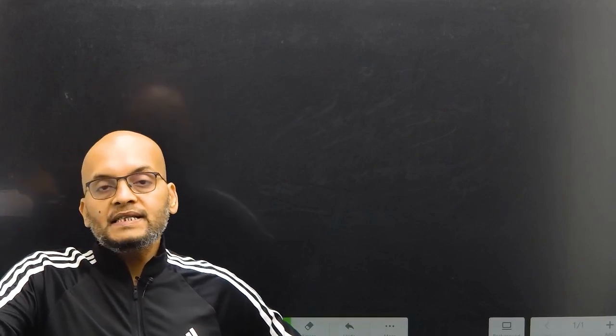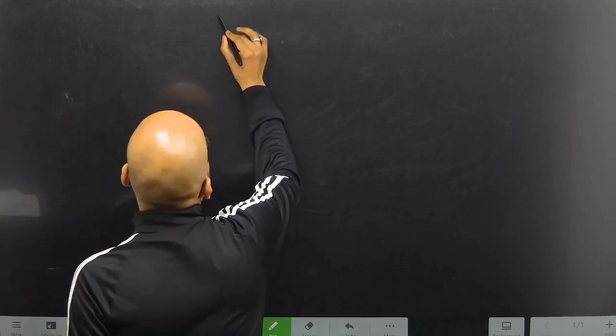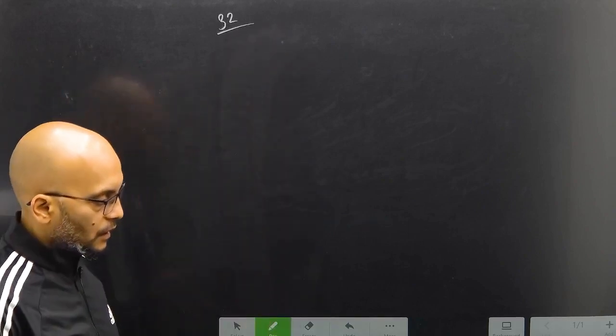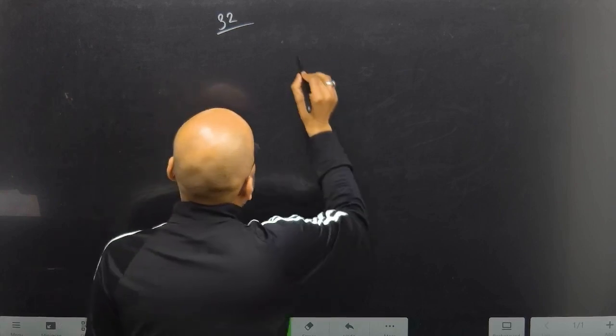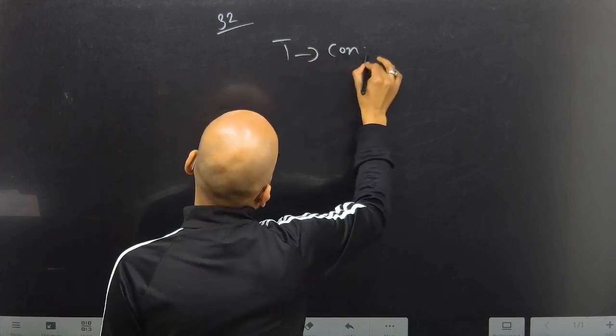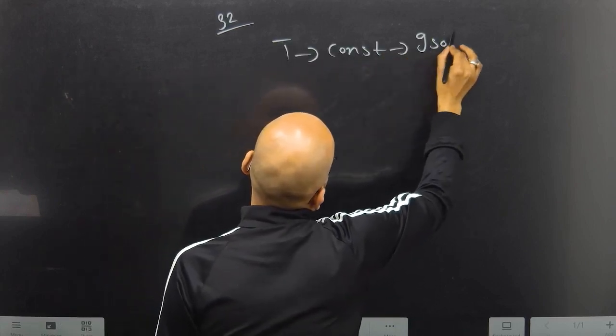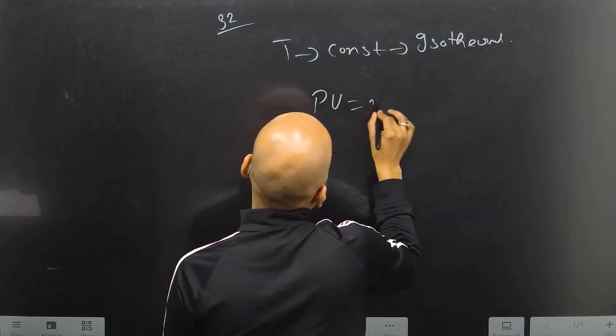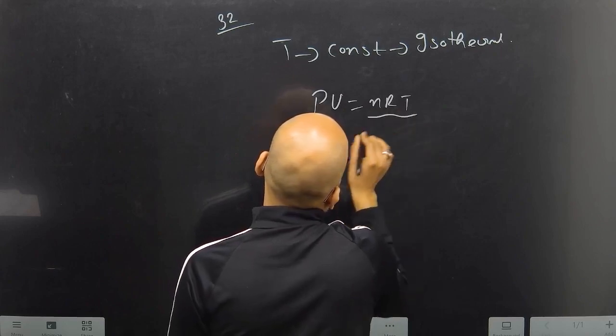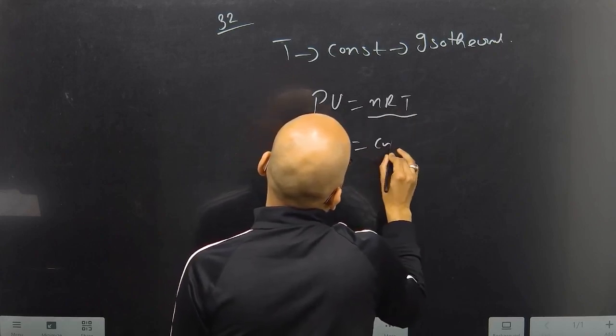Okay, guys. So we are going to continue with the solution of UT6 physics section. So question number 32. Okay. So the question is saying that if temperature of the gas remains constant, guys, that means the process is isothermal process. Okay. And we know PV is equal to nRT. This thing is constant. So PV is equal to constant.